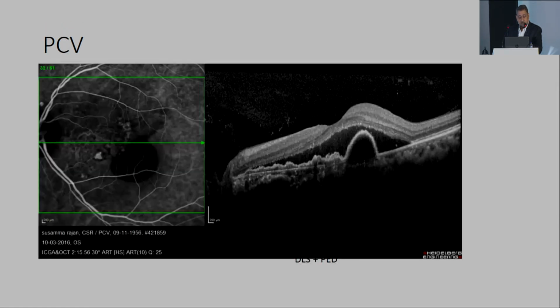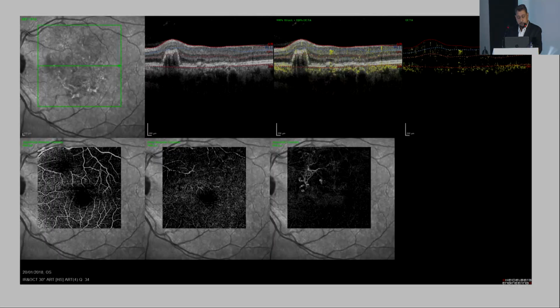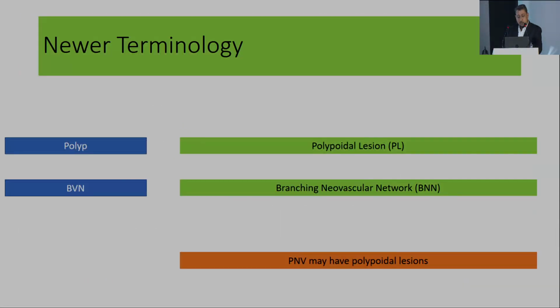And obviously the pachychoroid. So this is a representation of how the polyps look on ICG and fluorescent. Now polyps are not called polyps. This is one I want to highlight. They're called PLs, or polypoidal lesions. BVNs are not called BVNs, they're called BNNs because they've been discovered to be neovascular. So if you want to talk like a retinal specialist, this is how you talk nowadays.